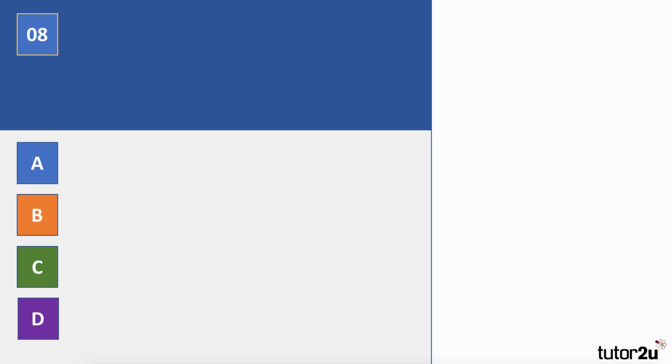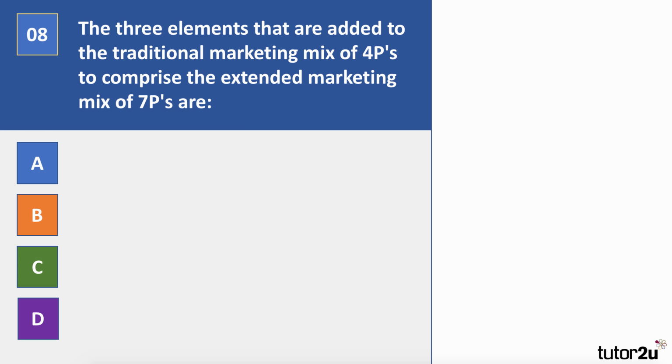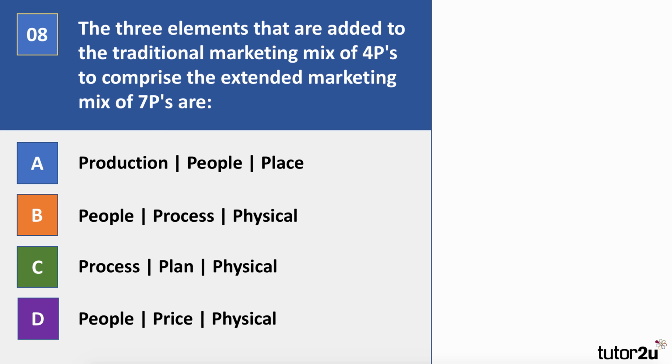Question 8. The 3 elements that are added to the traditional marketing mix of 4 Ps to turn them into the extended marketing mix of 7 Ps are what? What are the 3 extra elements? Can you select the right answer there, please?